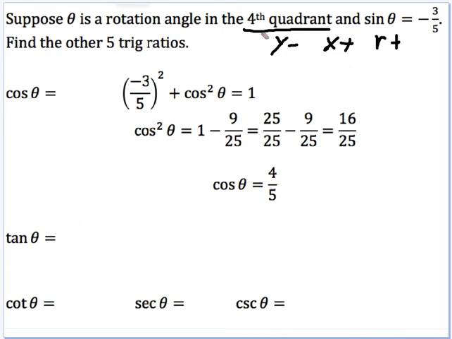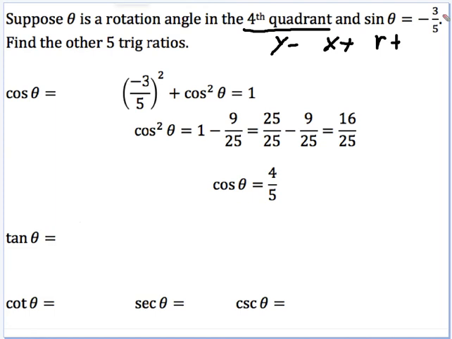But because I'm in the fourth quadrant, I know that my answer is going to be the positive version, not the negative version. Don't forget, anytime you take a square root, it can be positive or negative. So now I know that cosine theta is 4/5, so that would be one answer on the test. And then I'm looking for tangent theta.